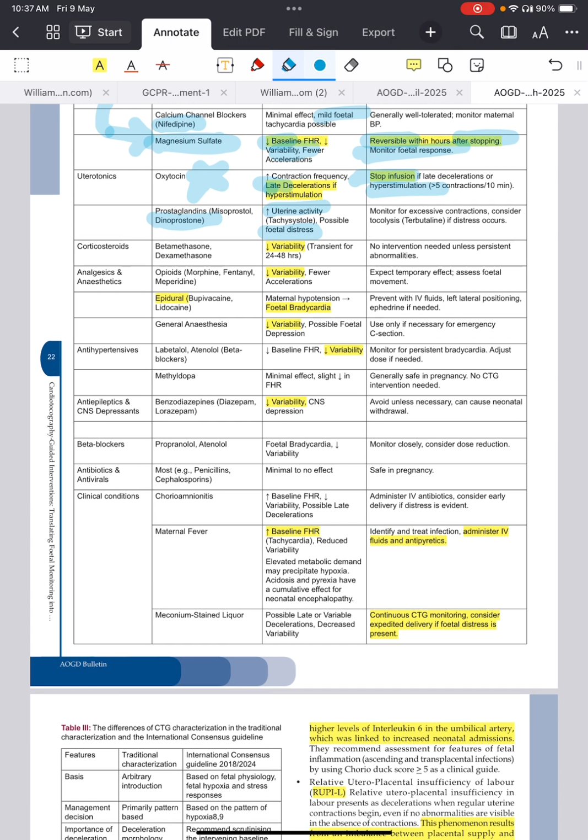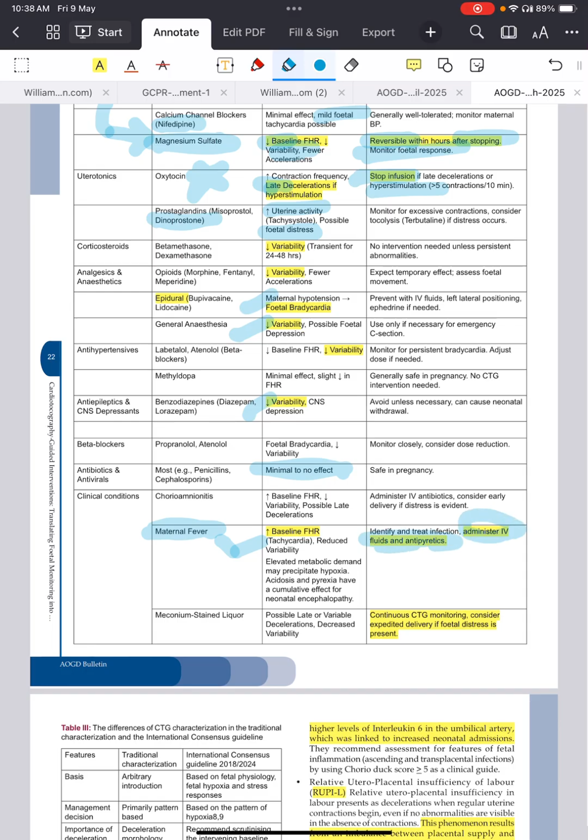Corticosteroids reduce the variability. Analgesics reduce variability. Even after giving epidural, there can be fetal bradycardia. General anesthesia lowers the FHR. Anti-epileptics like benzodiazepines decrease the variability. Even antibiotics have a lesser effect. Whereas if there is maternal fever, there is increased baseline FHR and tachycardia is seen. You should administer IV fluids and antibiotics to the mother.